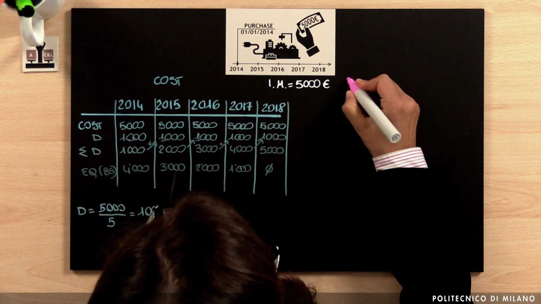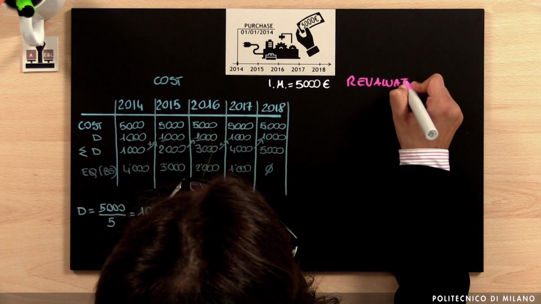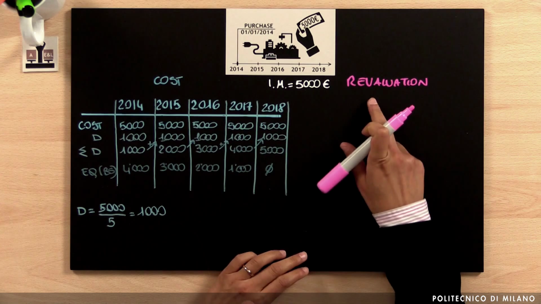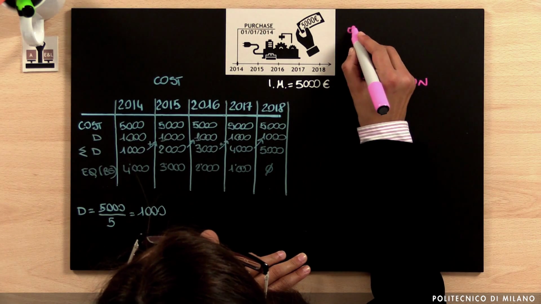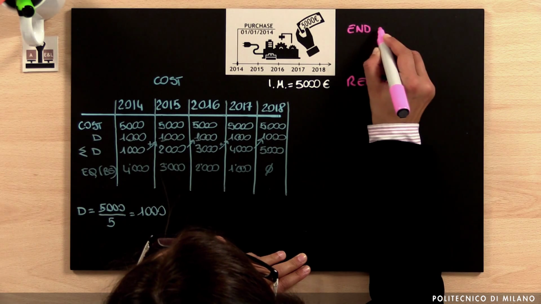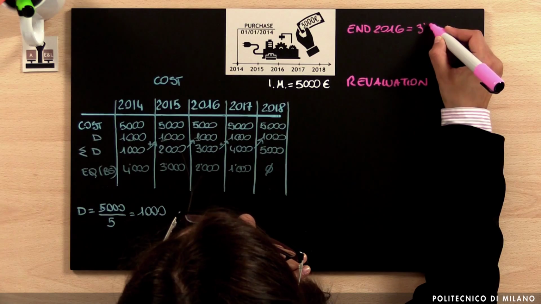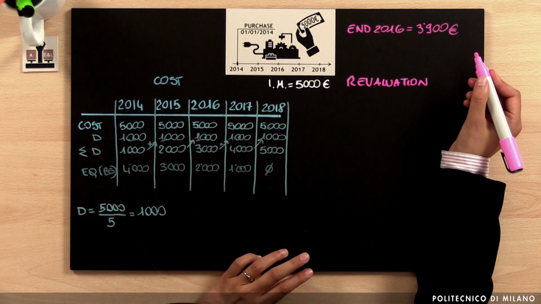Now, let's see what happens if instead we decide to adopt the revaluation model. The revaluation model is different because the revaluation model looks at the fair value in the market. So we need some more data in order to apply this approach. Assuming, for example, that the fair value at the end of 2016 equals 3,900 euros. So what happens to our balance sheet?